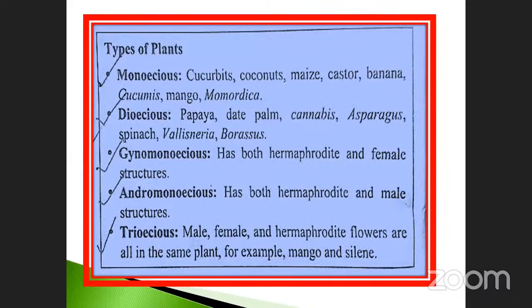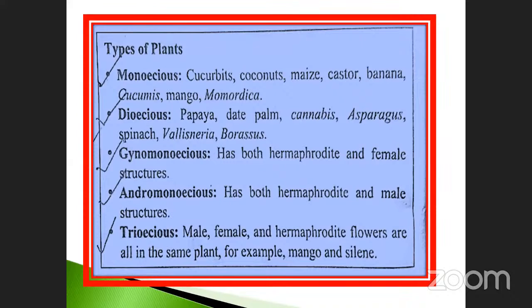See, what are the types of plant? Already we discussed. This is also very, very important. You have to note it down. So monoecious, dioecious, gynomonoecious, andromonoecious, and trioecious. These are the examples as given in your book.